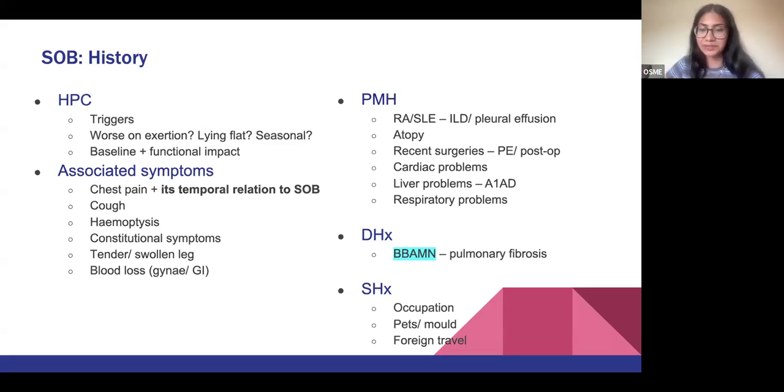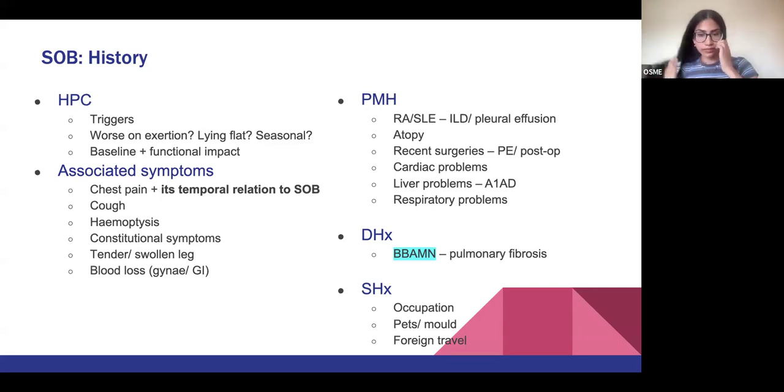And then in social history, especially if it's a younger person and asthma is at the top of your differentials, we need to ask about pets, mold at home, dust, allergies, and we've already talked about is it seasonal, are there specific triggers?